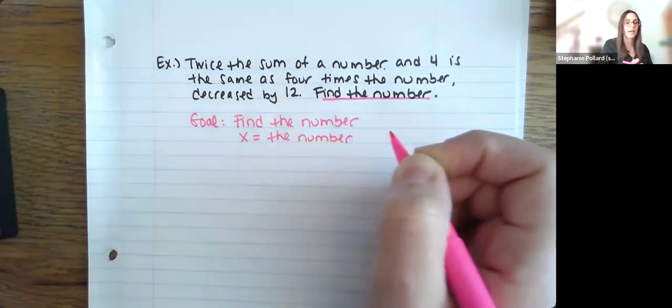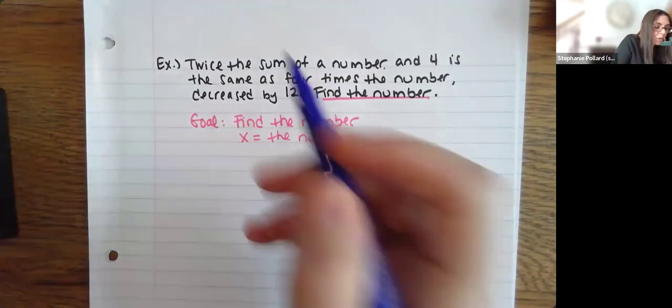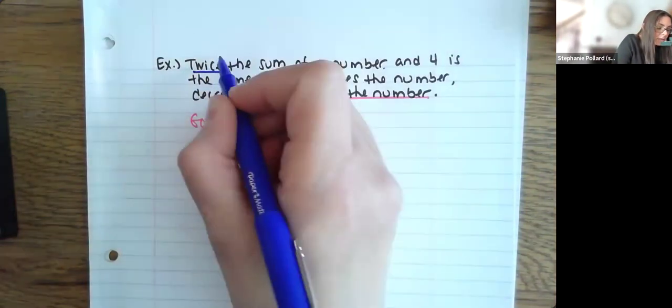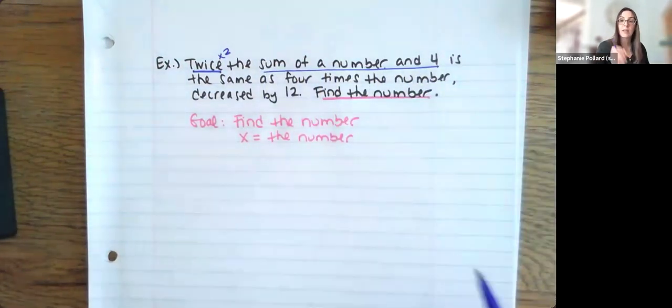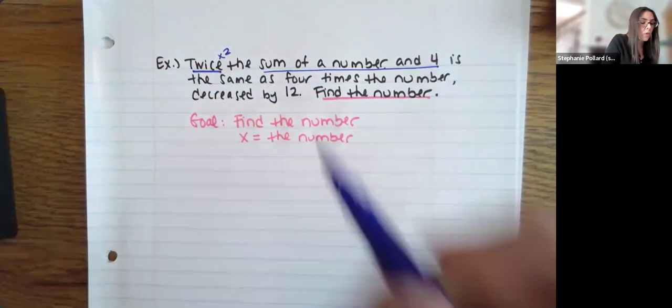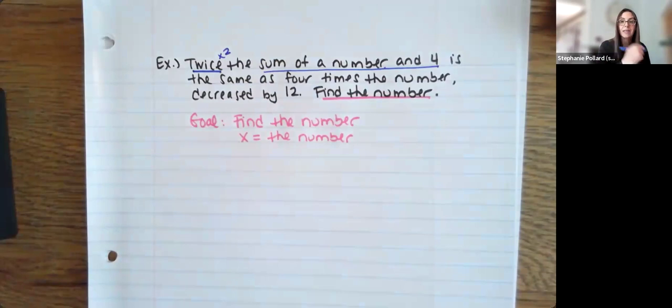So I'm ready to move on and actually start going through that equation a little bit more carefully, or in those keywords. So the first thing I see is twice. So again, we're multiplying by 2, the sum of a number and 4. Now this is a little bit tricky. Notice how it says twice the sum. It doesn't say twice a number, it says twice a sum. So we're multiplying the 2 by some entire sum.